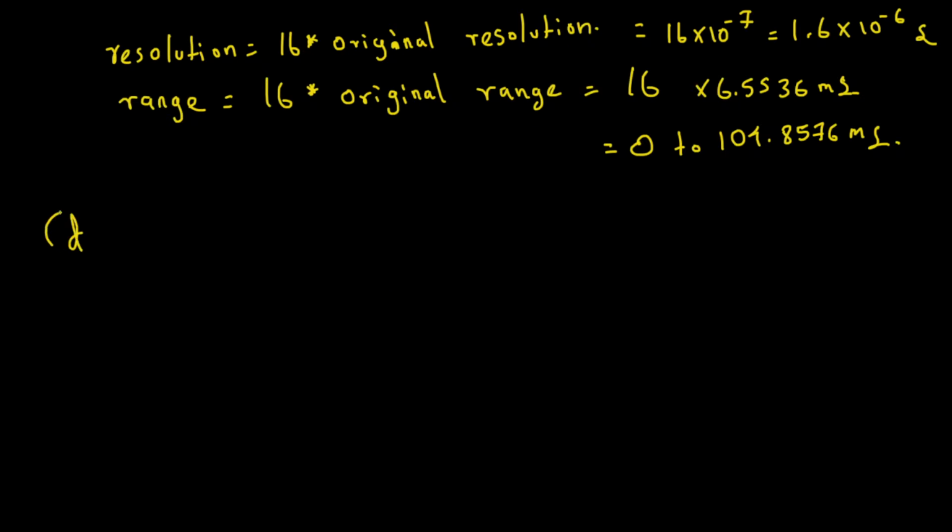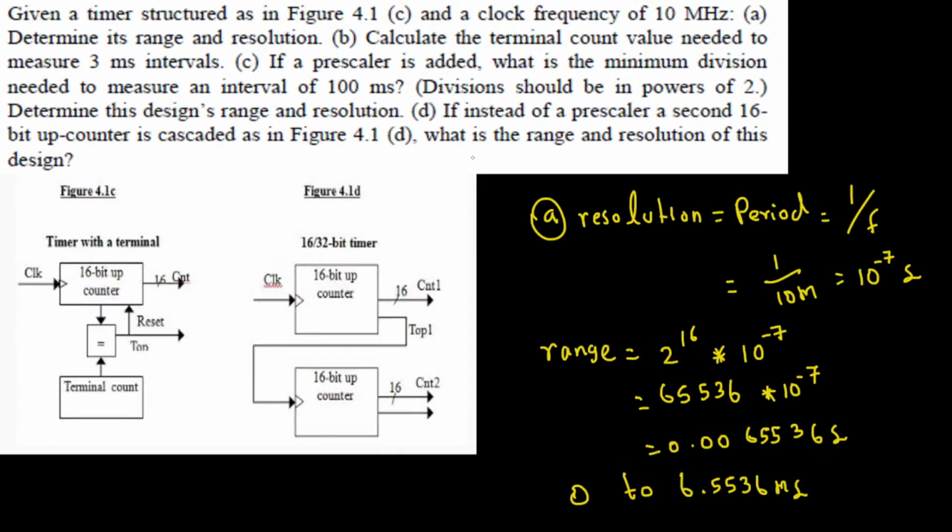Okay, now let's look at the D part of this question. The D part of this question is asking, if instead of a prescaler a second 16-bit counter is cascaded as in figure 4.1D, what is the range and resolution of this design? So here, as you can see in the figure 4.1D, we have a 16-bit counter and we are cascading another 16-bit counter. Now initially, all these calculations we did were based on just a 16-bit counter. Now if you are cascading another 16-bit counter, this is going to be a 32-bit counter.